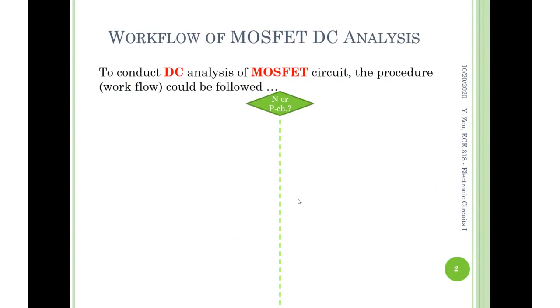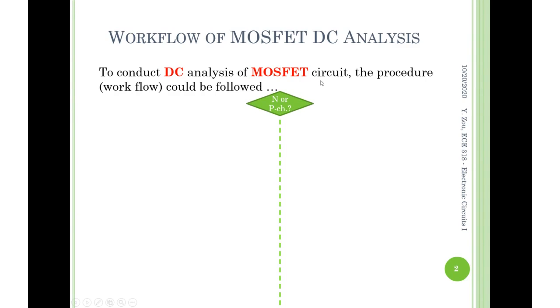So to conduct the DC analysis of a MOSFET circuit, what do we need to do? First, you need to be careful whether it is N channel or P channel, because they have completely different sets of equations to be applied. So the first thing I suggest is to identify whether it is an N channel or P channel MOSFET.